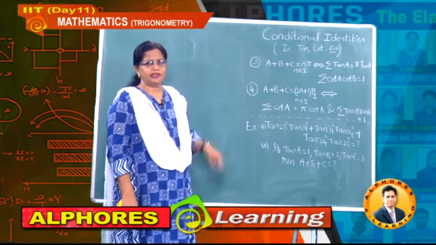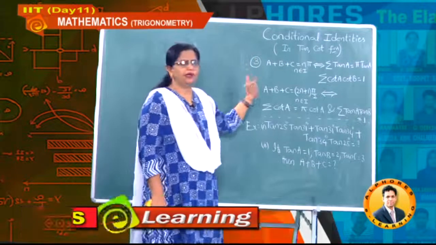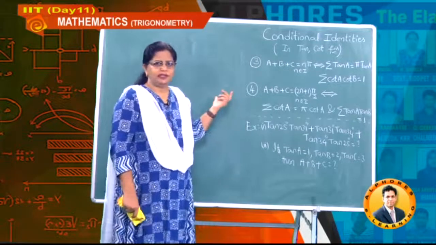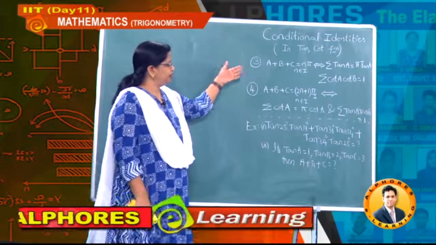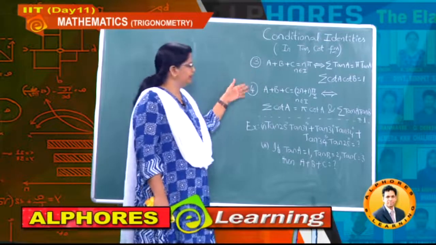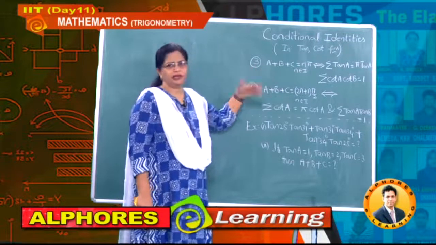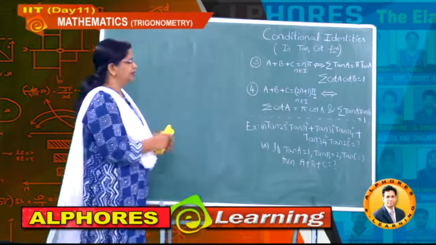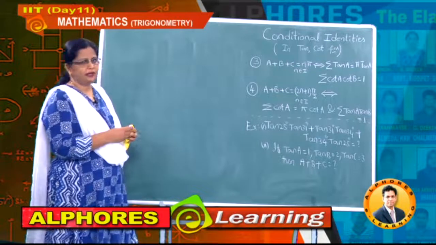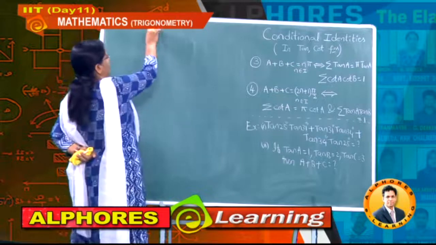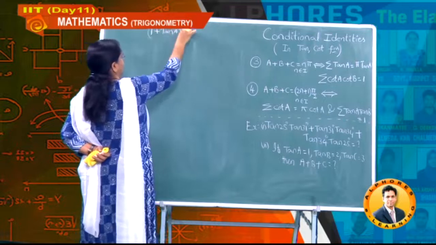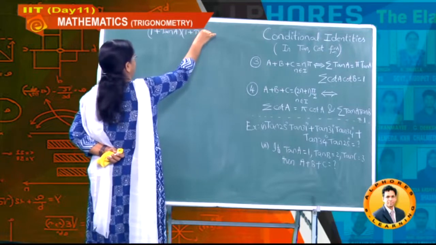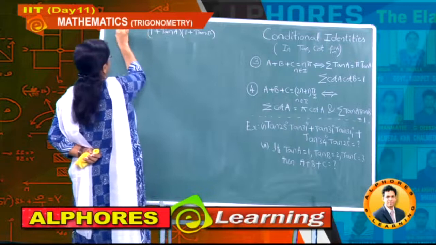The subtopic is conditional identities in terms of tan and cot functions. In the previous session we discussed two such identities. Now we are continuing with the third and fourth, which are also in tan and cot identities. Yesterday we completed (1 + tan A)(1 + tan B) equal to how much? 2, whenever A + B equals 45 degrees.